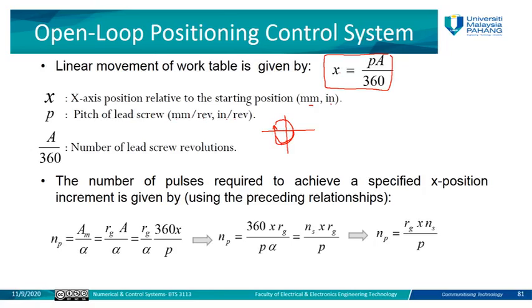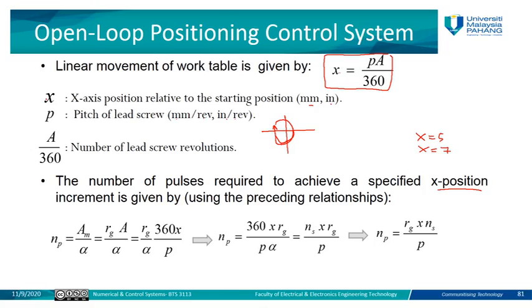So this gives the number of pulses required to achieve the specified x position. If I want the table to move, for example, to the position x equal to 5, x equal to 7, there is a specific value for these coordinates of x. The x position increment is given by the relationship in this formula here. So Mp here, we already defined, is the number of pulses, equal to Am over alpha, equal to Rg times A over alpha, and so on.